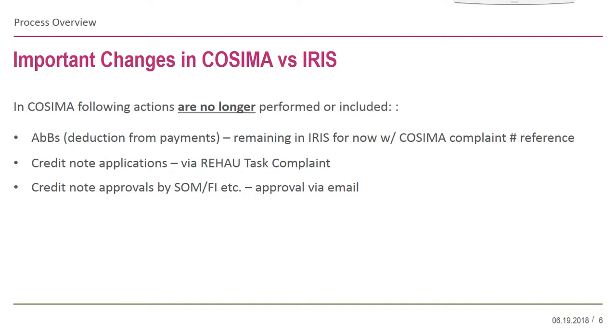Credit note applications are done via what's called a RAHOW task complaint, and this is an internal task that's assigned to a RAHOW employee, such as credit note approval. And credit note approvals are going to be done by the sales office manager via email. So once a RAHOW task complaint is assigned, the sales office manager will receive an email with the fact sheet attached to it, and they will give approval of the credit note by responding to that email back to the sales office.